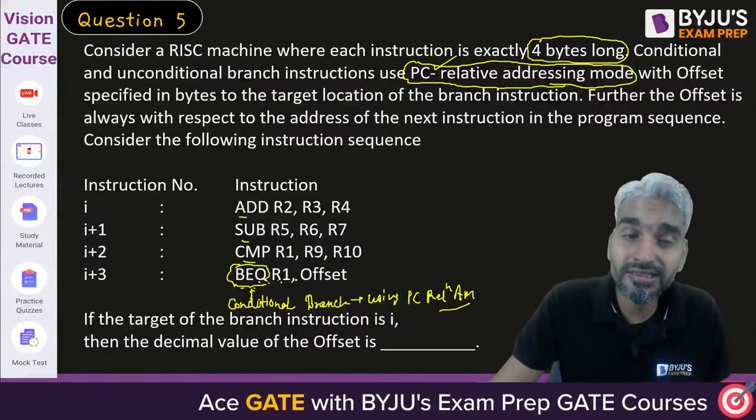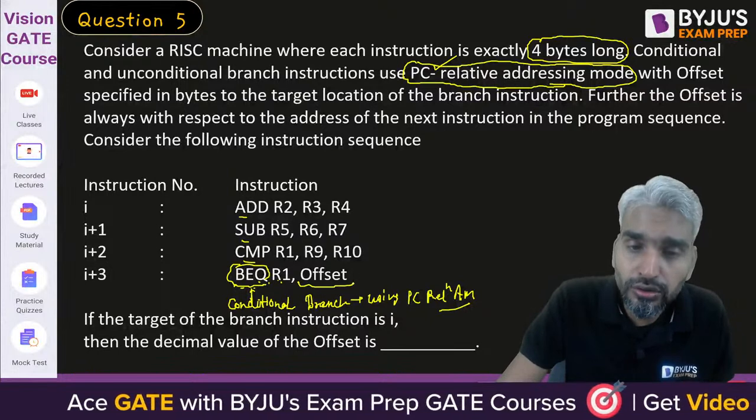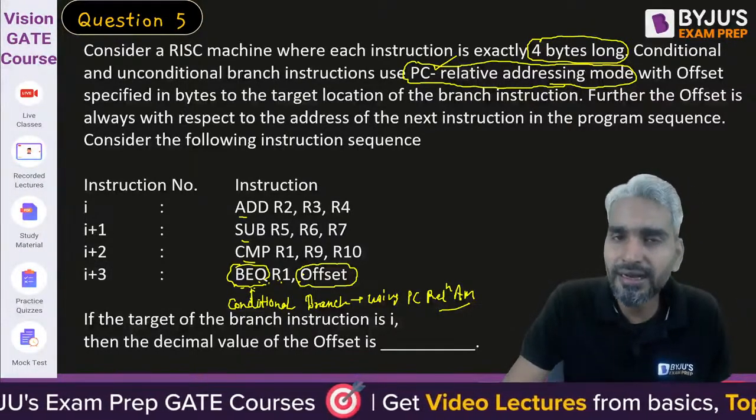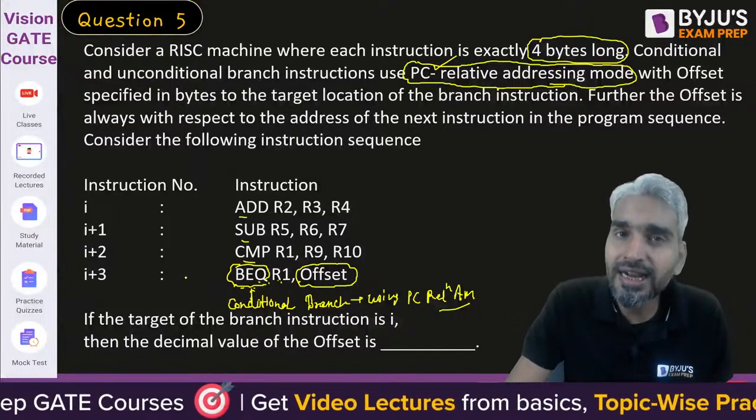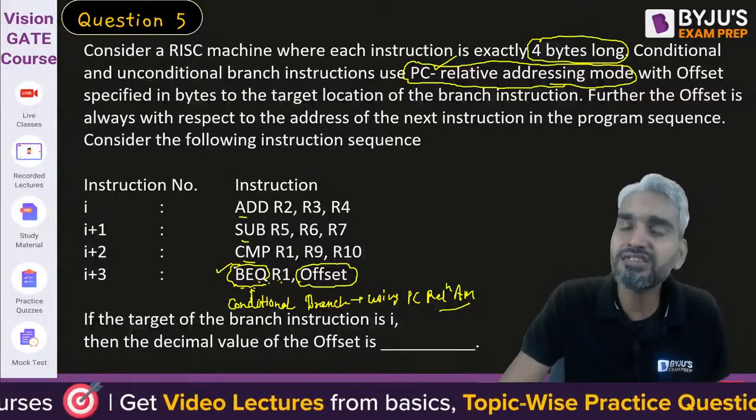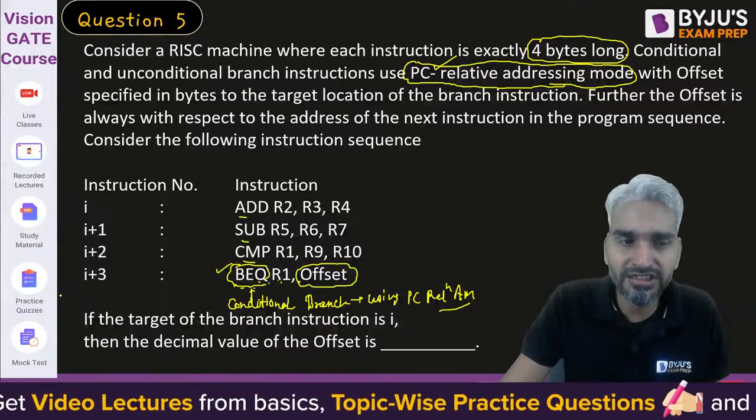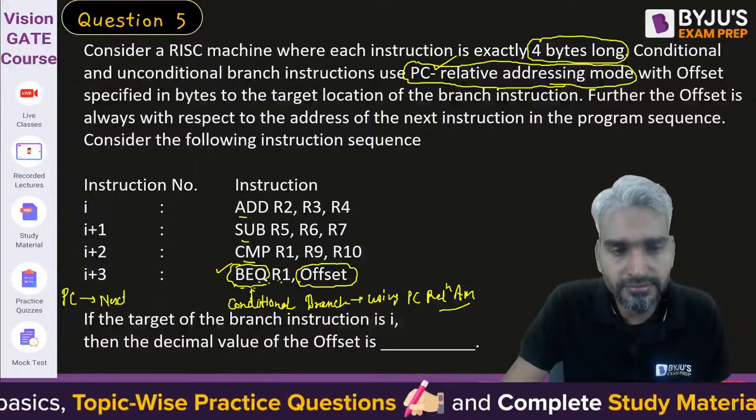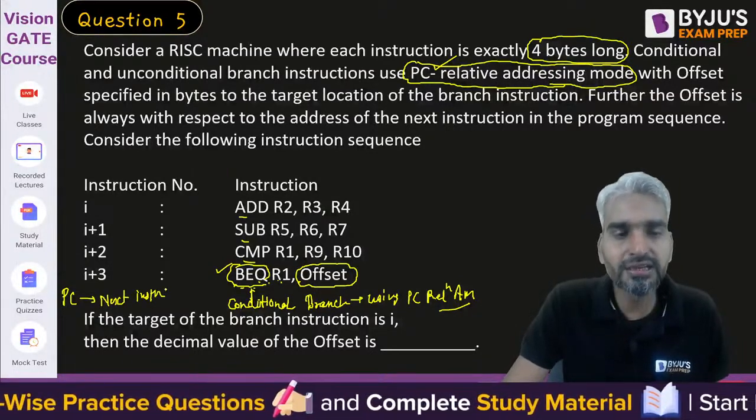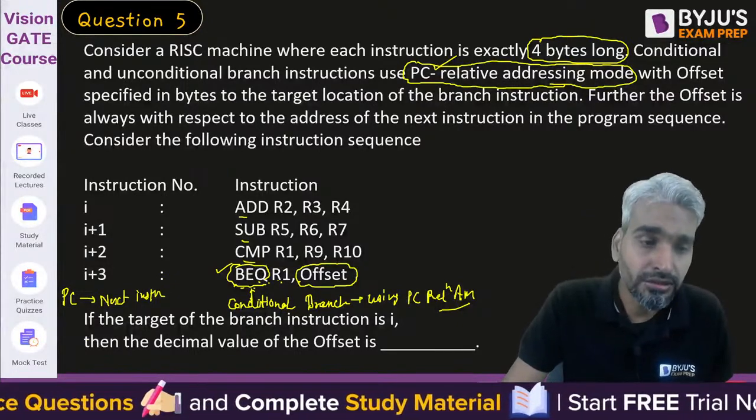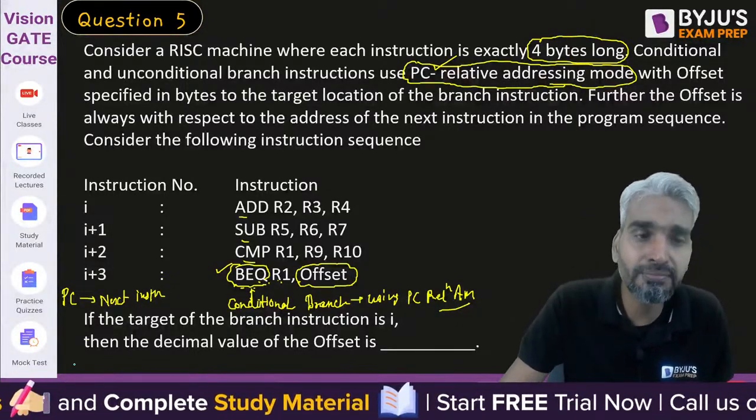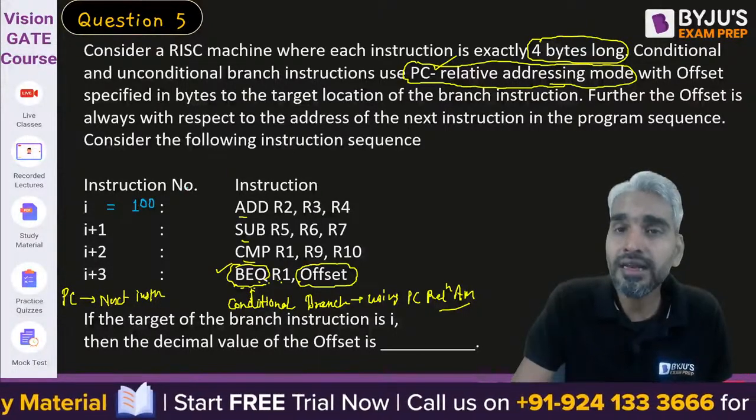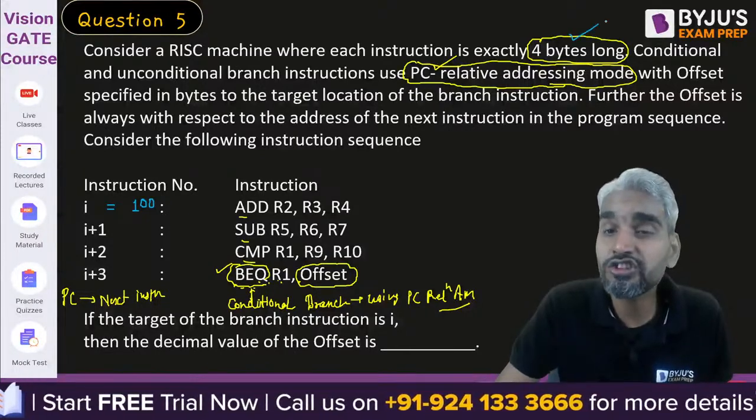So in PC relative addressing mode, obviously this is the offset. It will specify that from the current address, how many bytes ahead or backward you want to move. So please try to understand, when we are executing this branch instruction, the PC value will have the address of the next instruction. Just for understanding purposes, let's assume that the address of instruction I is 100.